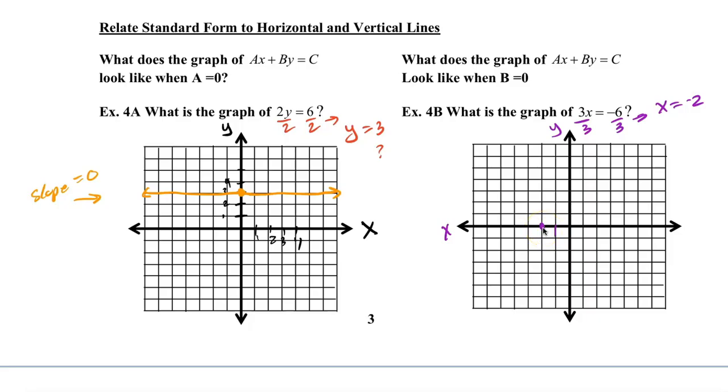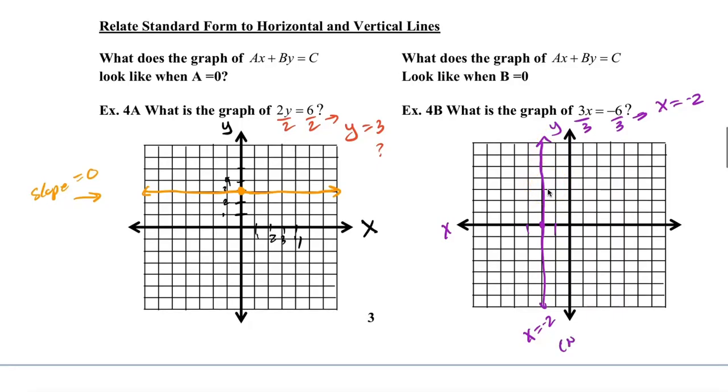So if you're marking these, it would be like tally marks like that. So follow that tally mark at x equals negative 2. So that's x equals negative 2. And this one has no slope, right? It's like if you're trying to walk, I can't walk up a wall. This is no slope. So that's the difference between those two.